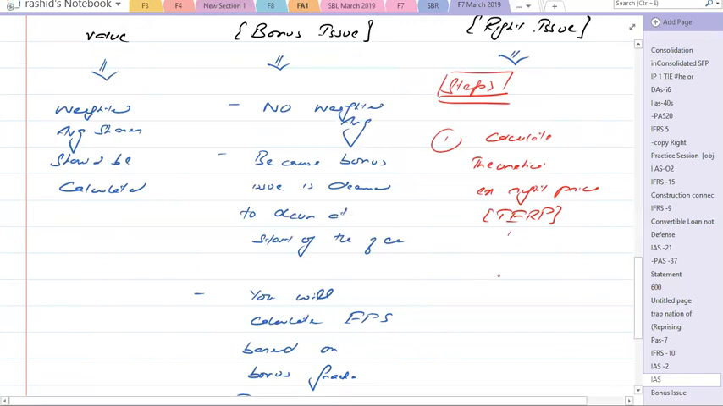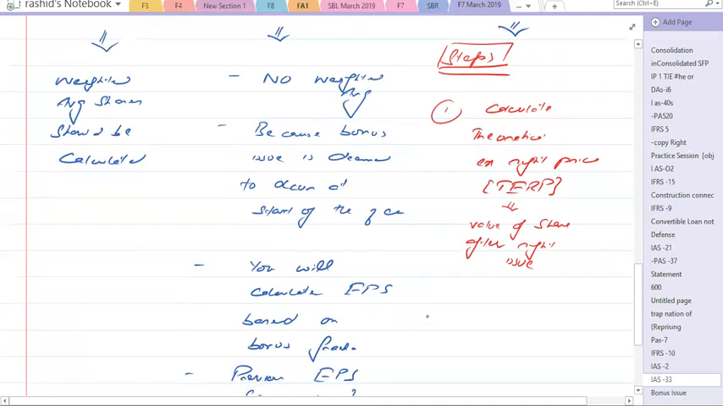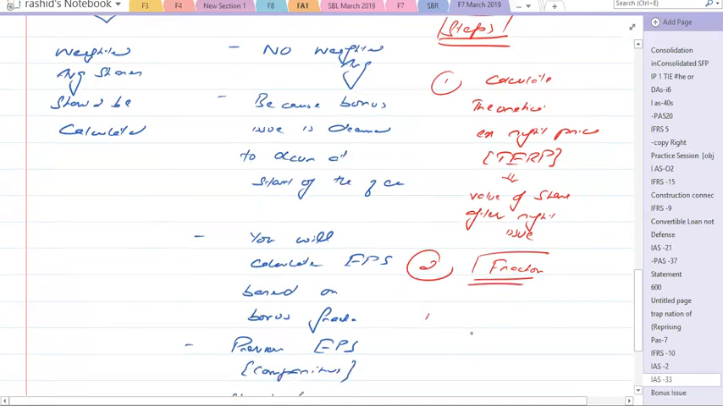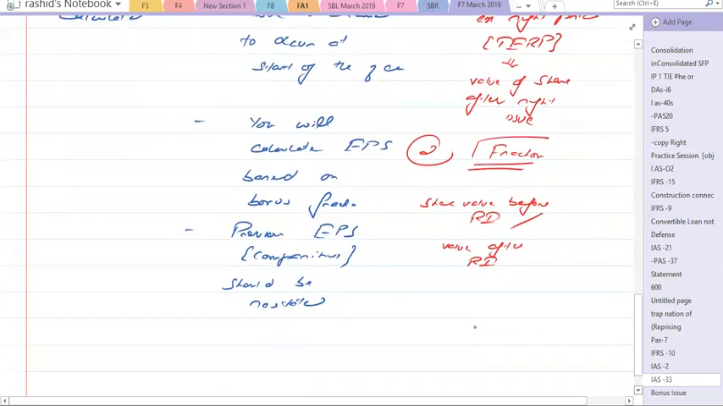So you can simply say value of share after right issue. So first of all, you will be calculating that. Then you will be calculating the fraction, right issue fraction. And how is the fraction calculated? The fraction is calculated as share value before right issue divided by value after right issue. So the share value before right issue divided by the share value after right issue.